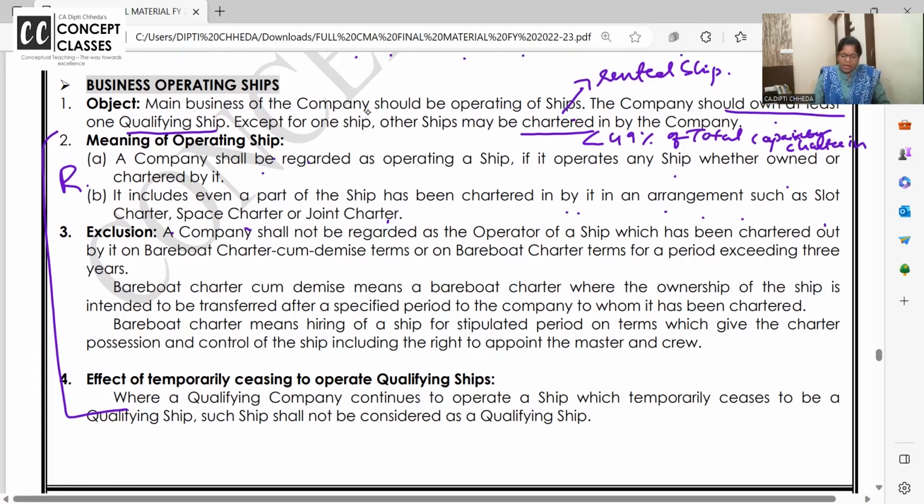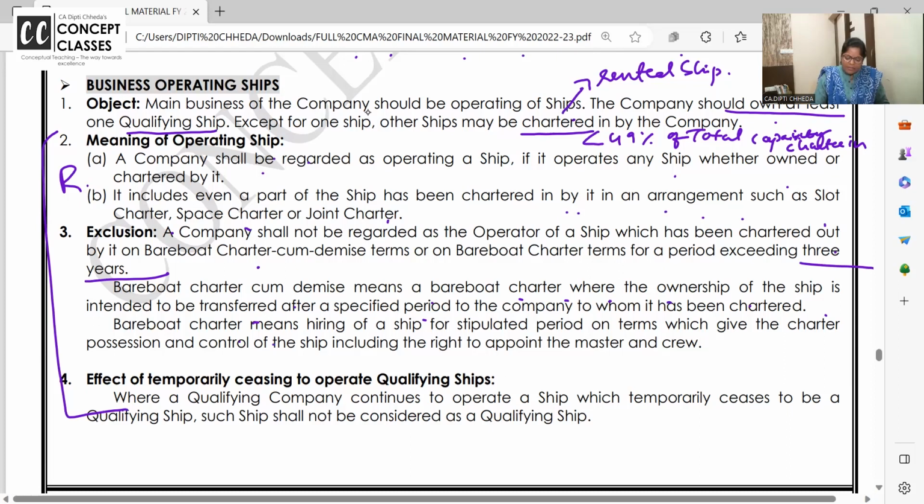Okay, right. A company shall not be regarded as operator of a ship which has been chartered out by it on bareboat charter cum demise terms or bareboat chartered terms for a period exceeding 3 years. If you give your ship to outsiders for 3 years, then you are not qualified. Bareboat charter means a charter where the ownership of the ship is intended to be transferred after a specified period to the company to whom it is rented, that is, the one you rent the ship to, after 3-4 years you give it to the same party.